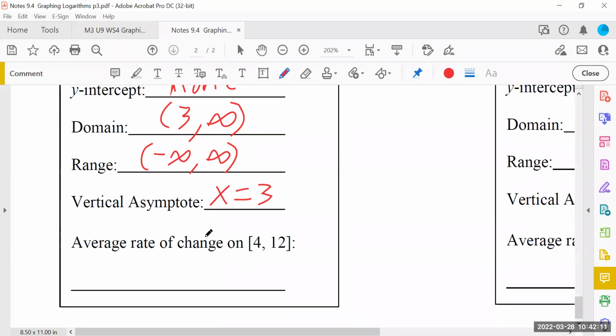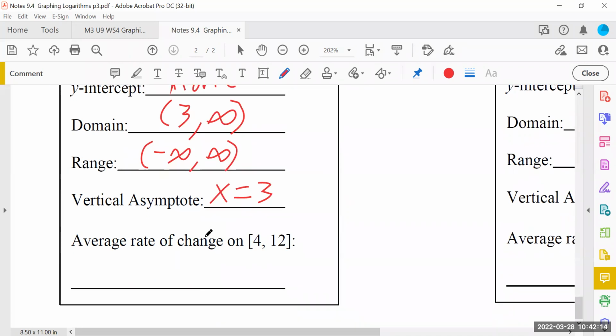So the average rate of change, this showed up on our practice test last week, and some of us had forgotten how to do it. The average rate of change is the change in y's over the change in x's. If you want a formula, the slope formula is y2 minus y1 divided by x2 minus x1. That's the rate of change slope formula.